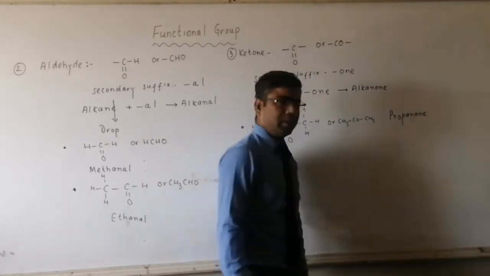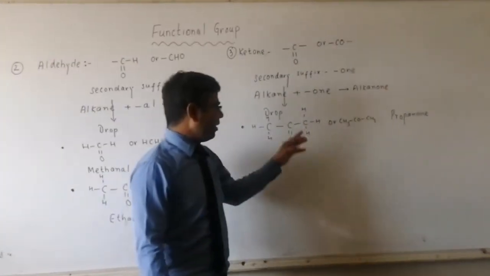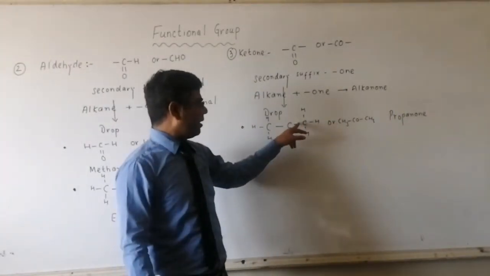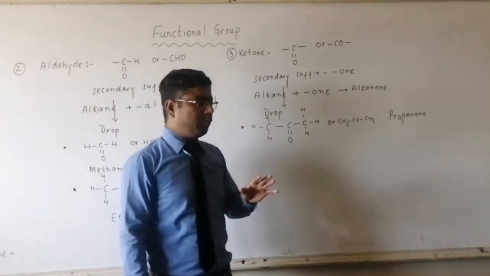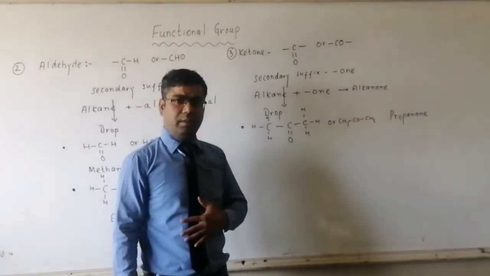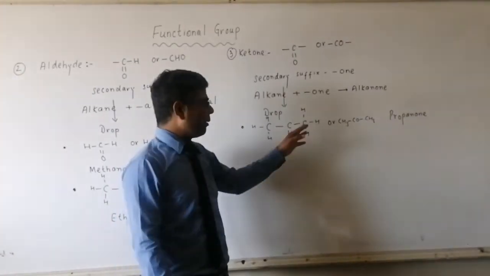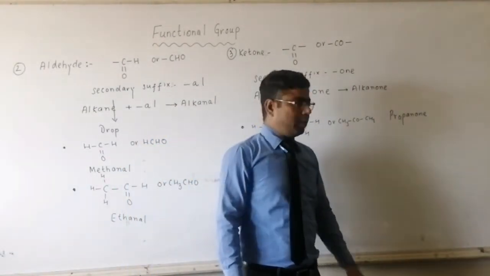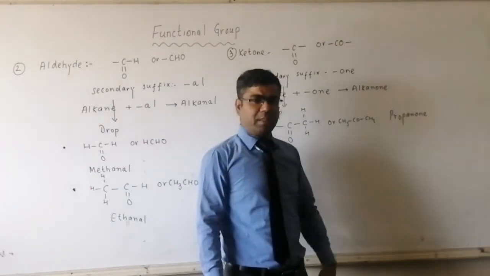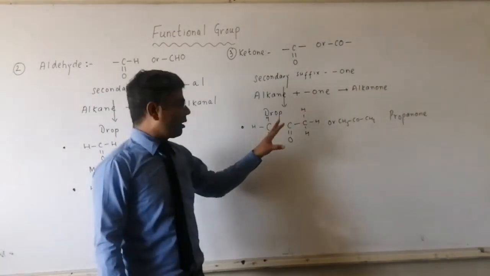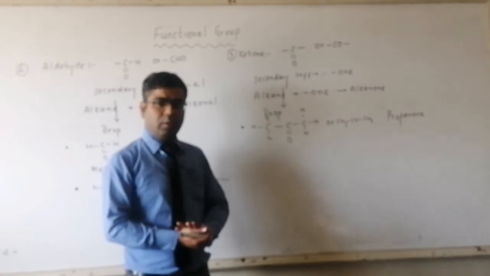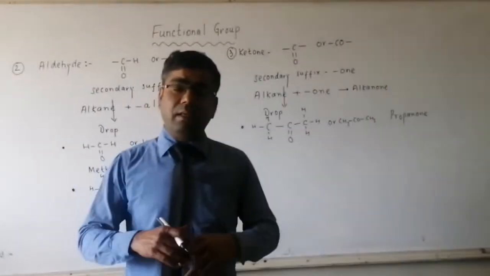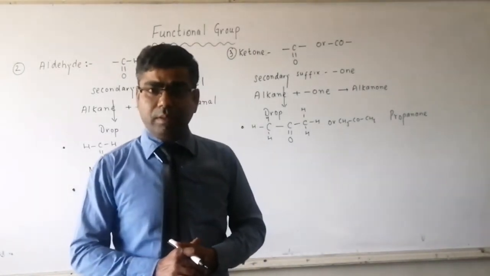Reason is simple. Prop is used because 3 carbon atoms are there. Ane is used because a single bond is there between the carbon-carbon atoms. Don't go for the double bond between carbon and oxygen. Always look for the bond between carbon and carbon. A single bond is there, so Ane is used. So it is your word root prop, Ane is your primary suffix, and one is your secondary suffix for the ketone group. In this manner, we can go for the other higher members like butanone, pentanone, etc.